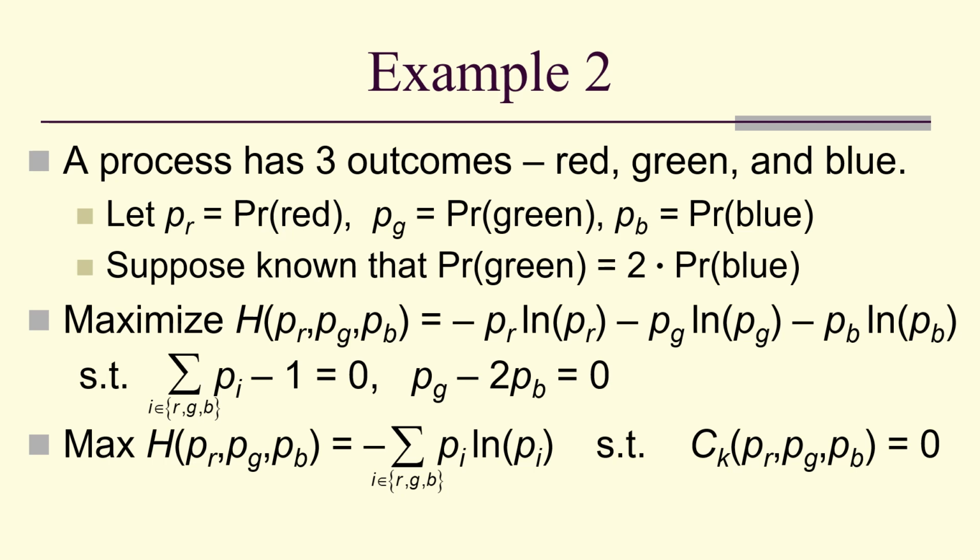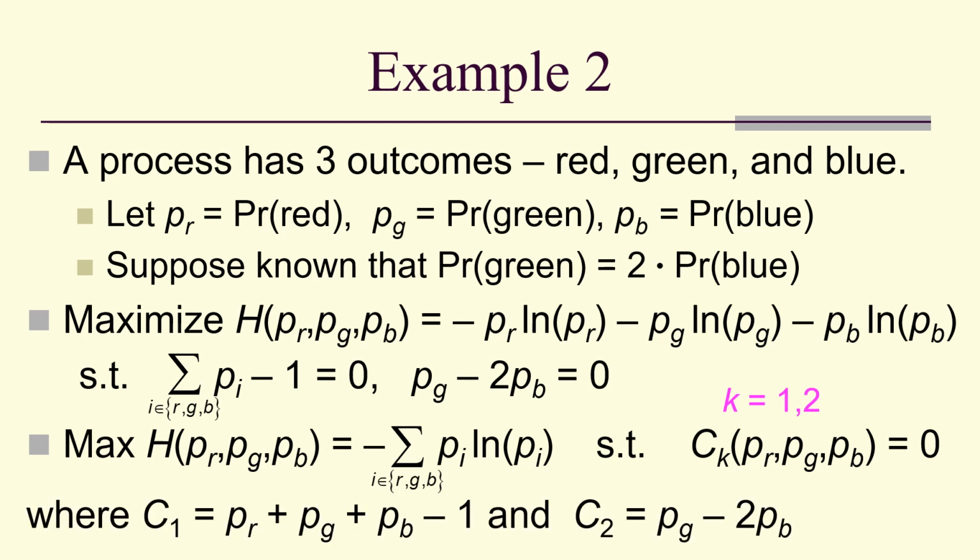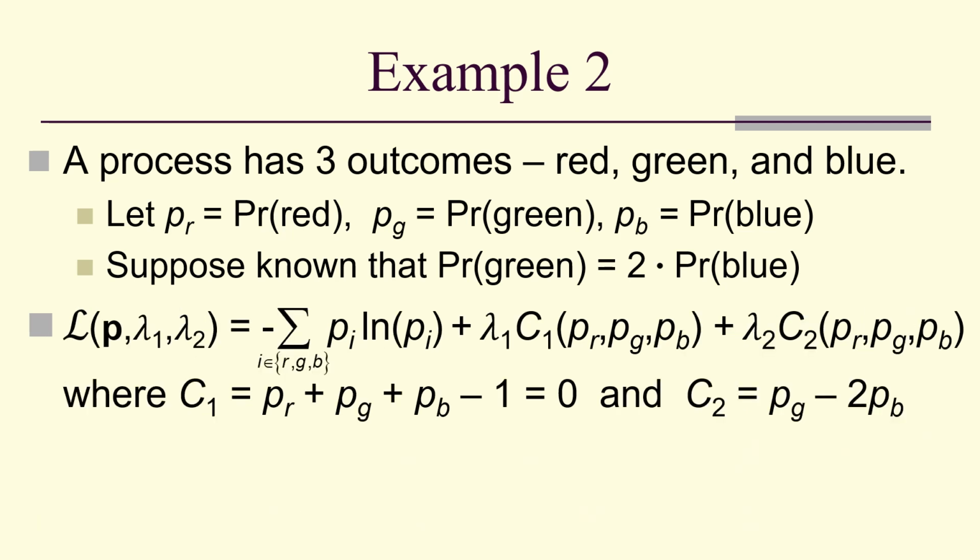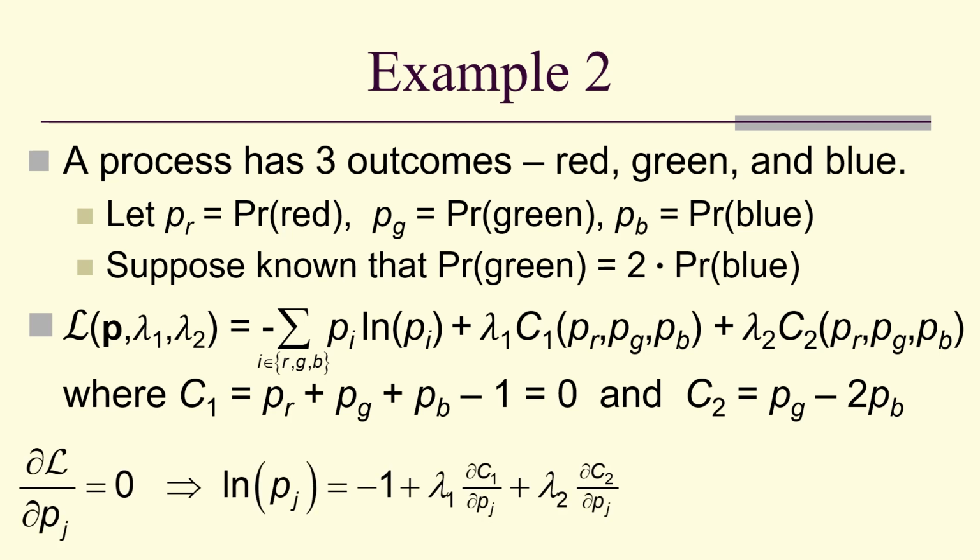So we're maximizing our entropy subject to the c sub k functions being 0, and there are 2 of these: c1, the sum of the probabilities minus 1, has to be 0, and c2, p sub g minus 2 p sub b, has to be 0. Here's our Lagrangian, and by our comment earlier, the natural log of p sub j has to be -1 plus lambda 1 times partial c1 with respect to p sub j plus partial c2 with respect to p sub j times lambda 2 summed on the end.